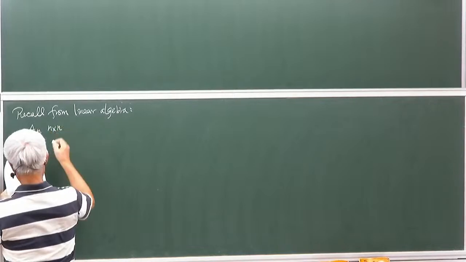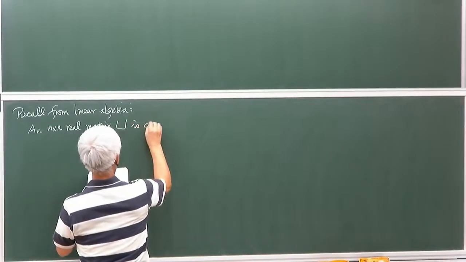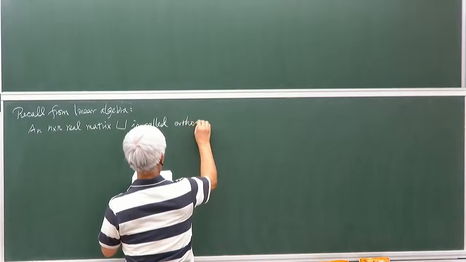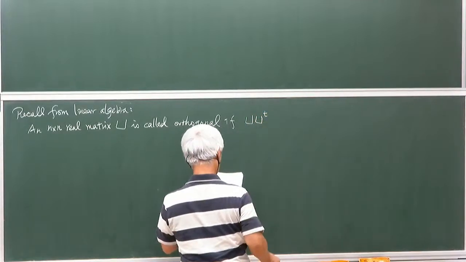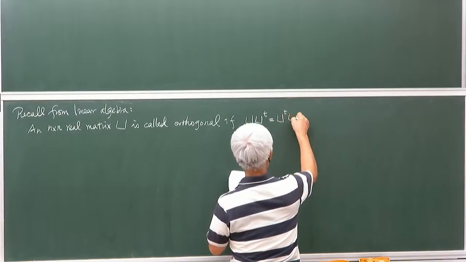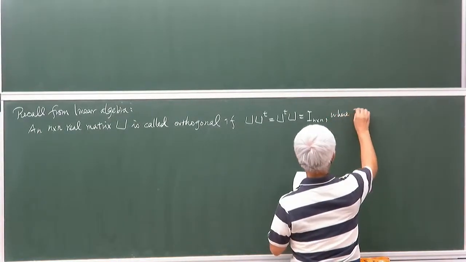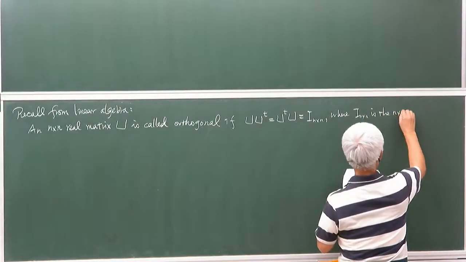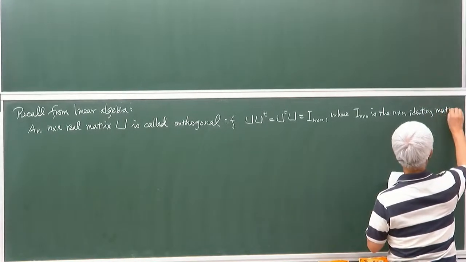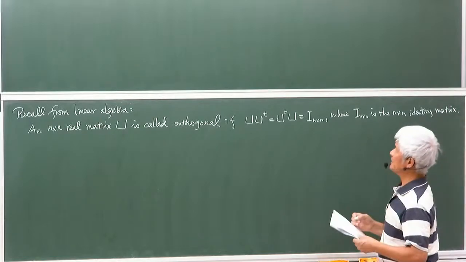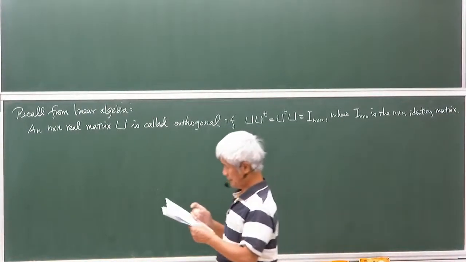An n times n real matrix U is called orthogonal if U multiplied with U transpose is equal to U transpose multiplied with U, which is the n times n identity matrix. So an n times n real matrix is called orthogonal if it has these properties here.